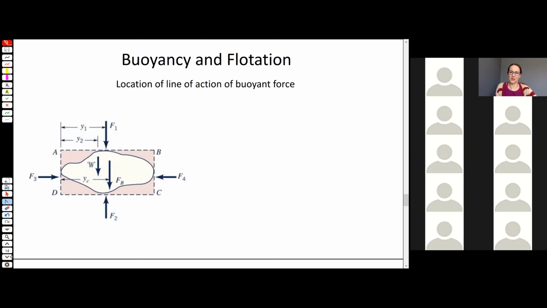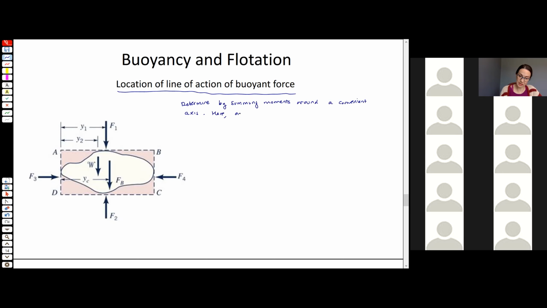All right, one last technical item before we turn over to the exam: where does the buoyant force act? The punchline is that it acts at the centroid of the displaced volume of fluid. But let's go ahead and show that. Just like for a curved surface, we determine it by summing moments around a convenient axis.